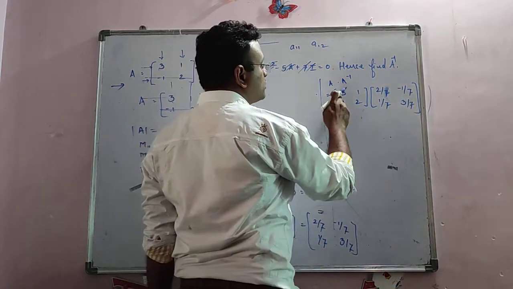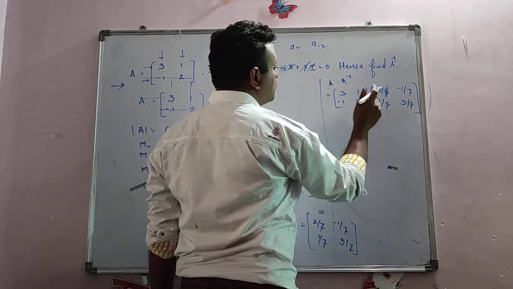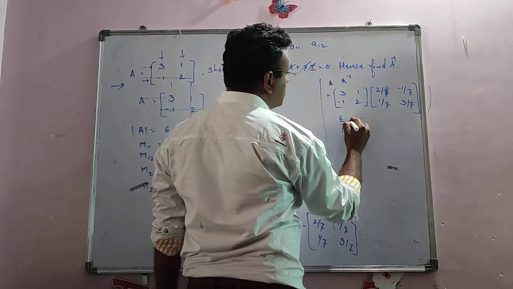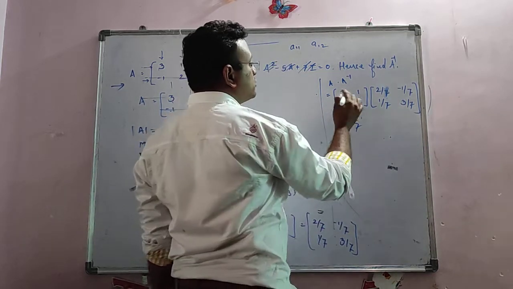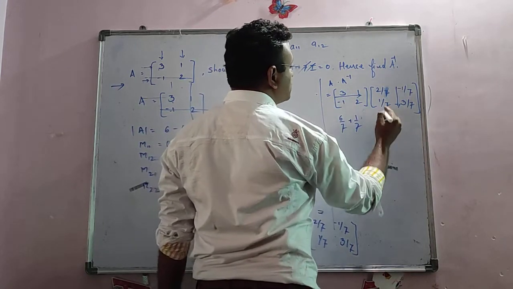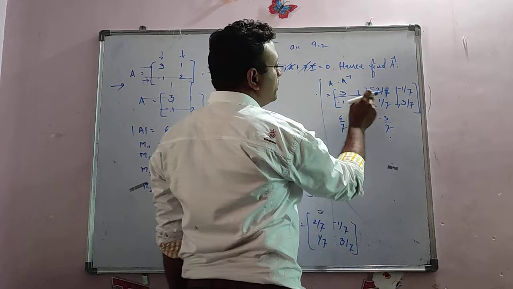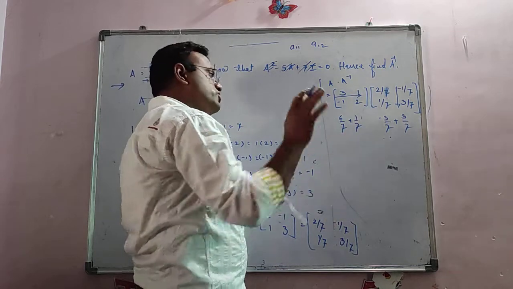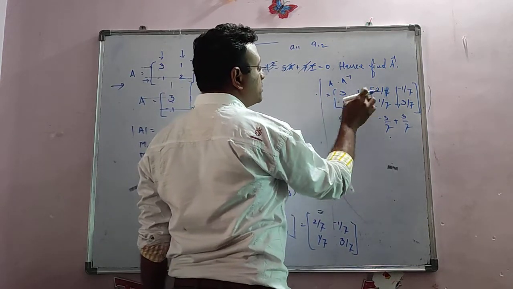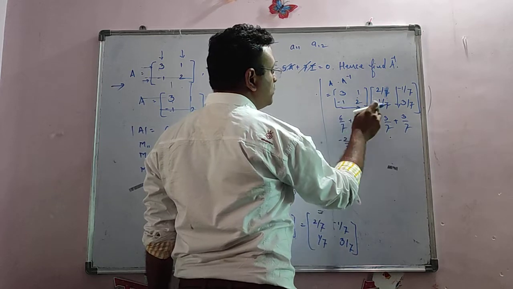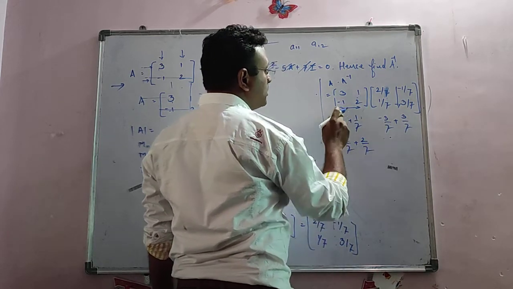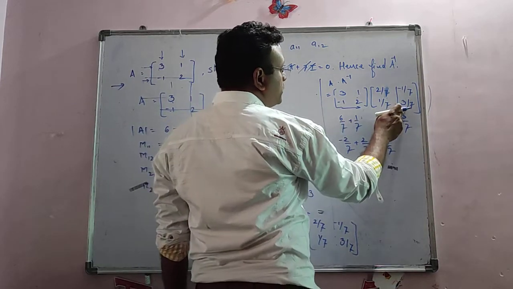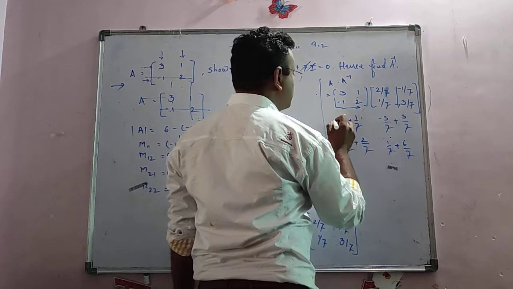First row, first column: 3 into this, 6 by 7, plus 1 into 1 by 7. First row, second column: 3 into this, minus 3 by 7, 1 into this, plus 3 by 7. Now both columns are over, so change the row. Second row, first column: minus 1 into this, minus 2 by 7, 2 into this, plus 2 by 7. Now second column: minus minus, plus 1 by 7, 2 into 3 by 7 is ultimately 6 by 7.